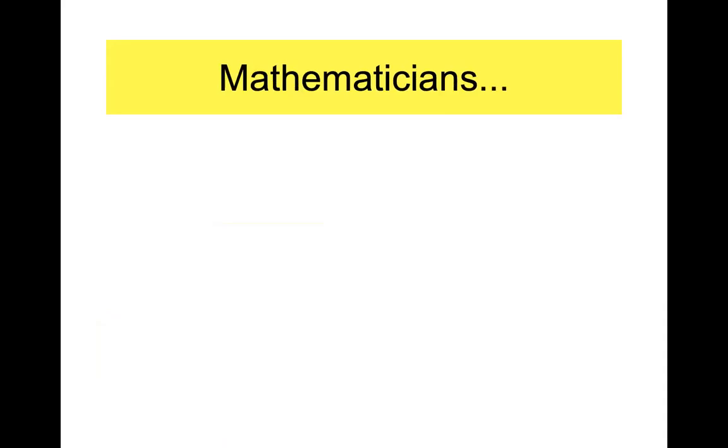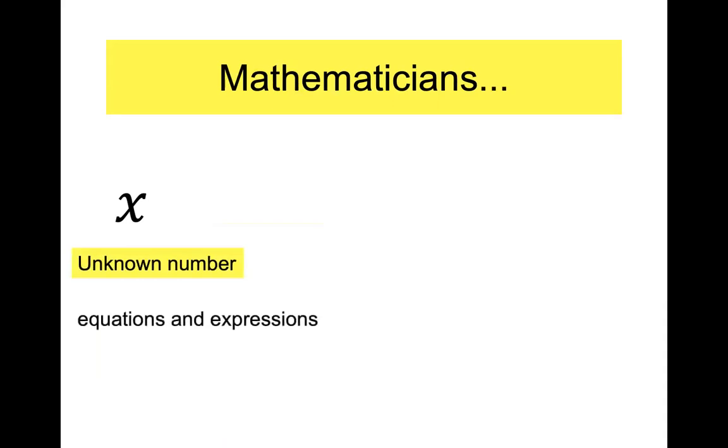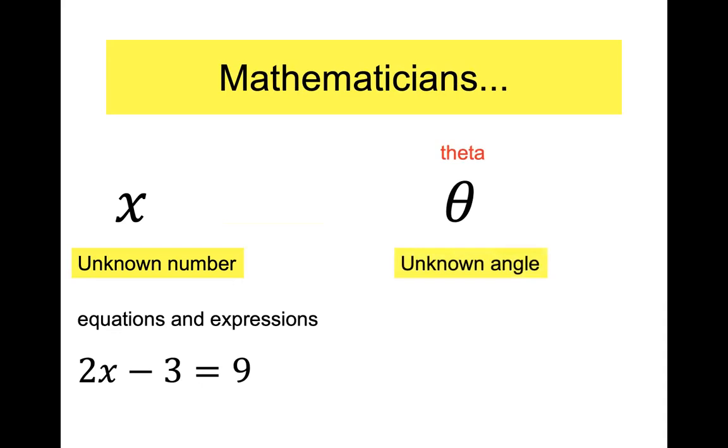All right. So mathematicians, in algebra, we like to use x, y, z to represent the unknown number. We use that in expressions and equations. For instance, 2x minus 3 is equal to 9. Solve for x. In geometry, we like to use theta for an unknown angle. So when you're solving for an angle that you don't know how it is or what its measurement is, we like to use theta instead of x.